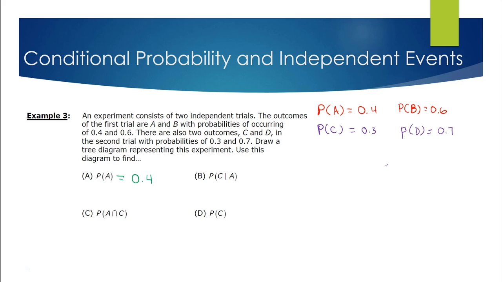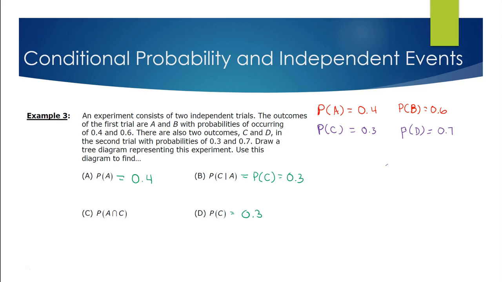So if I say, okay, the probability of C occurring given that A occurred. Those are two different trials that are independent of each other. And since those are two different trials that are independent of each other, then the probability of C given A and the probability of C are going to be the exact same thing. They're both going to be 0.3. So it doesn't matter if A occurred or not. The probability of C occurring is going to be 0.3.